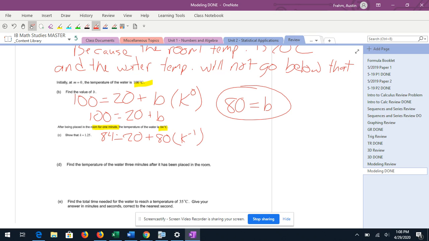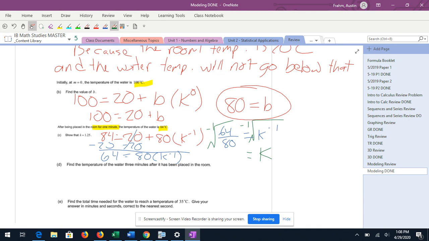Now we need to just solve for K. This turns into an algebraic problem. I can subtract 20 from both sides and get 64 equals 80 times K to the negative first. Divide both sides by 80. Okay, so I would have 64 divided by 80 equals K to the negative first. And then since K is being raised to the negative first power, we would need to take the negative first root of both sides to get K by itself.